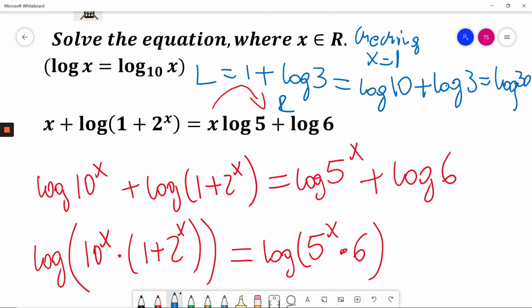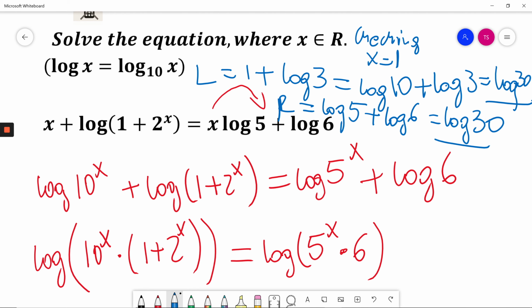Right side of the equation, when x is 1, 1 times log 5 is just log 5 plus log 6. Product rule, so this will be log 5 times 6, which is 30. So I have left side is equal to right side, so now I'm sure x equals 1 is a good answer. So the question is done.